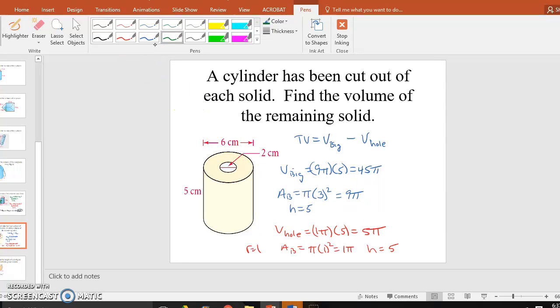Once I know the volume of the big cylinder and the hole, the total volume is going to be the volume of the big one, which is 45 pi, minus the volume of the hole that was cut out, which is 5 pi. So the total volume here is 40 pi. And yes, if you wanted, you can multiply that out in your calculator.